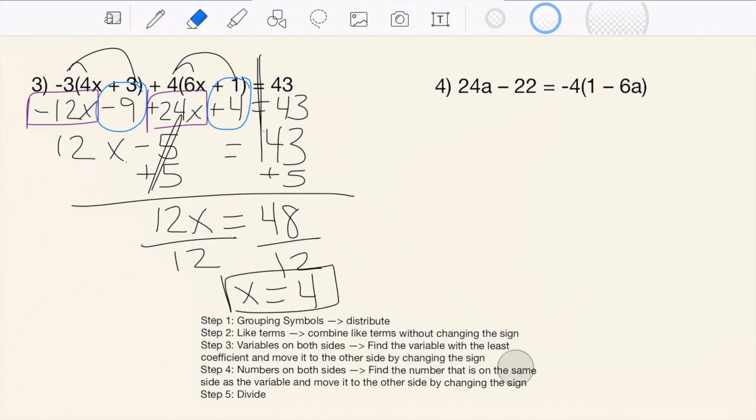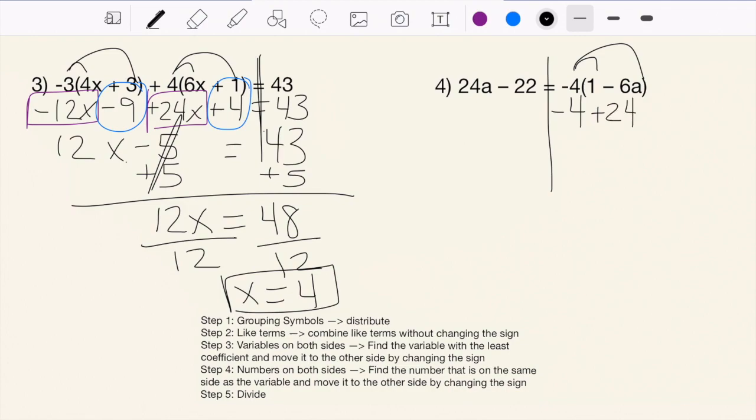So last problem of this unit. We have step 1, our grouping symbol. So let's distribute that -4. All right, so that is step 1. Step 2, combining like terms. If we look at this, there are no like terms that we can combine in that one.